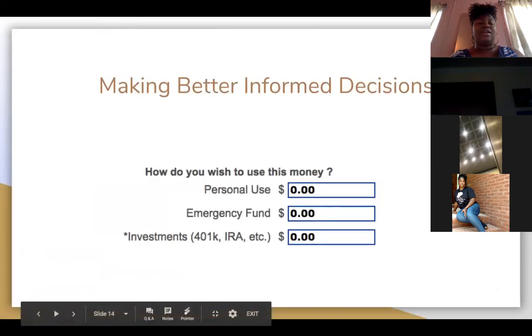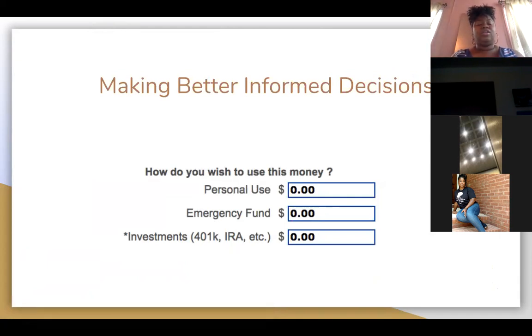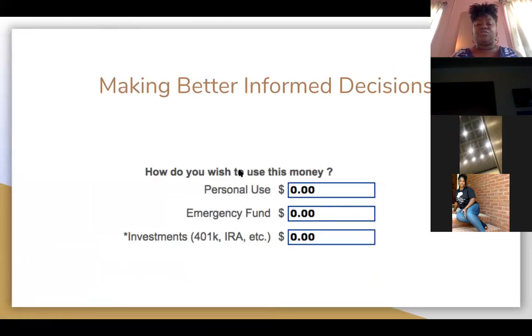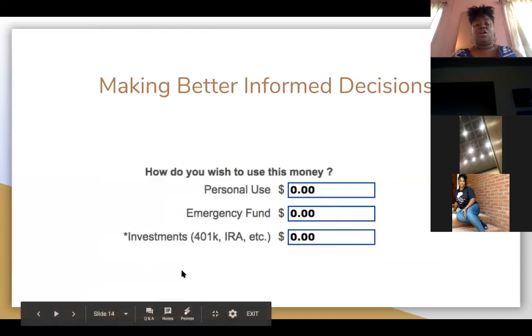Another thing about this is that it helps you make better informed decisions. This tool does not say take all of your money and put it into your debt. It asks you this question 2 times. The monies that you have available, you can use for personal use, your emergency fund, or your investment.